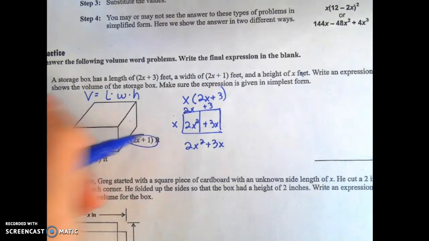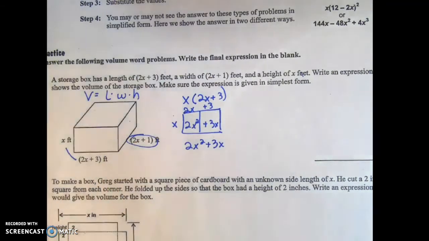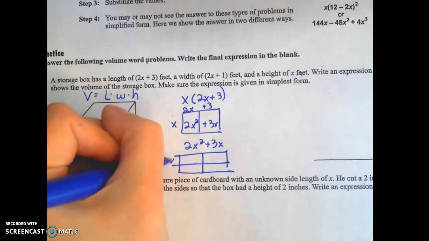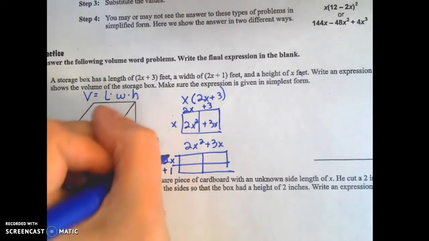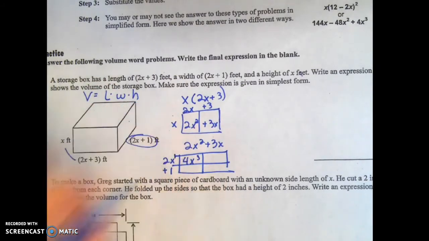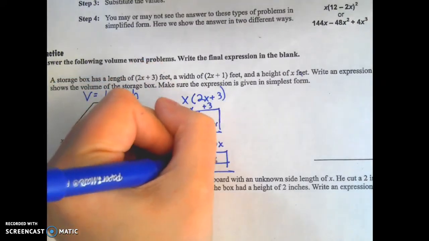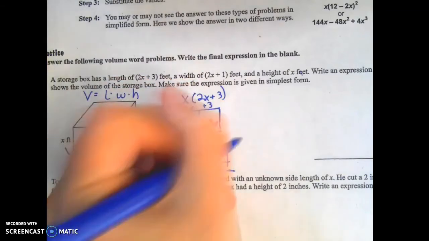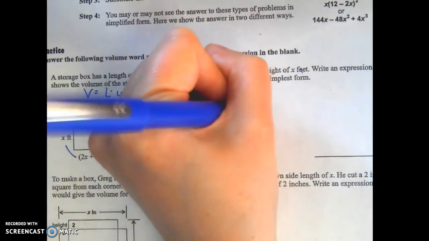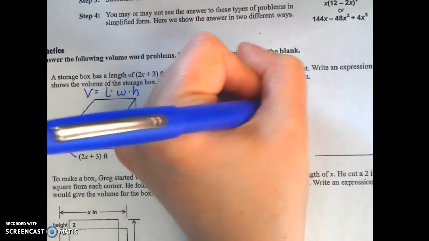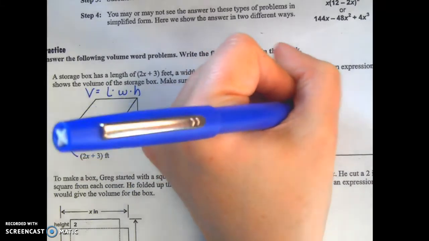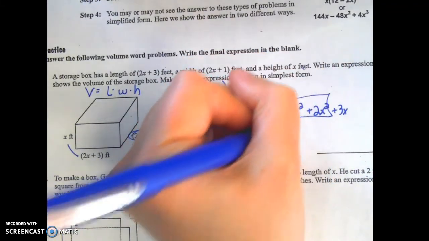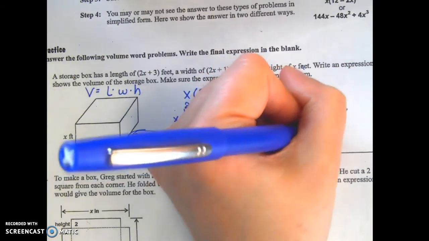Then we need to multiply it by our length here. So I'm going to go ahead and make a box for this. 2x squared plus 3x. On this side, 2x plus 1. So let's go ahead and multiply each piece. So that would be 4x cubed, because remember, same base, add the exponents. And 6x squared, 2x squared, and 3x. So that gives me 4x cubed plus 6x squared plus 2x squared plus 3x. Which, if I combine my like terms, gives me 4x cubed plus 8x squared plus 3x.